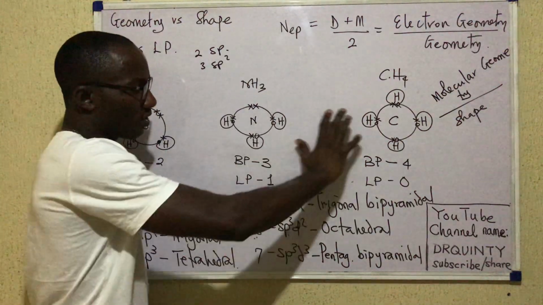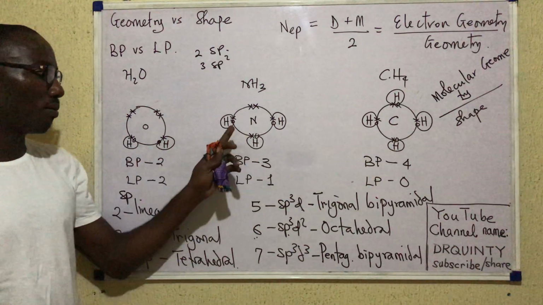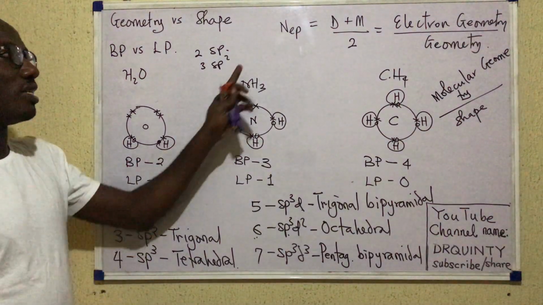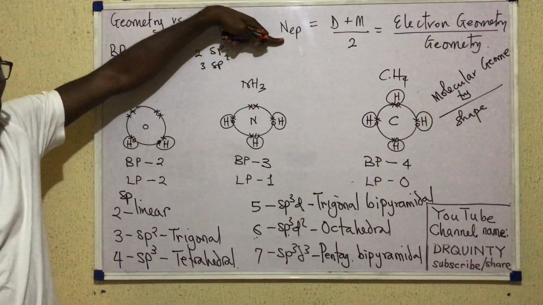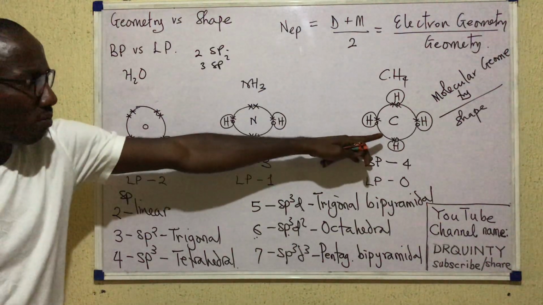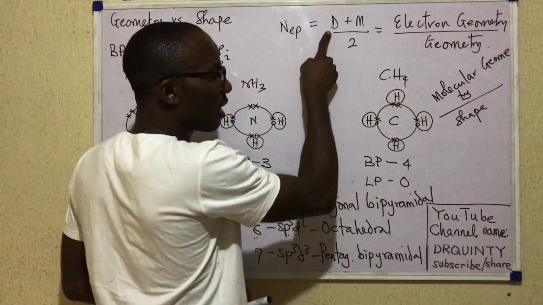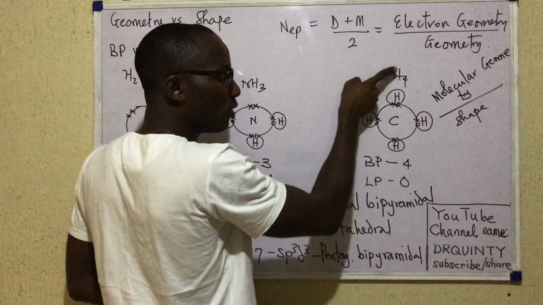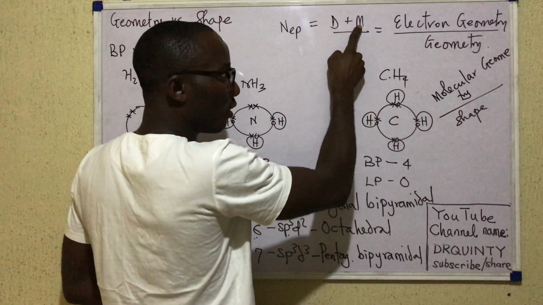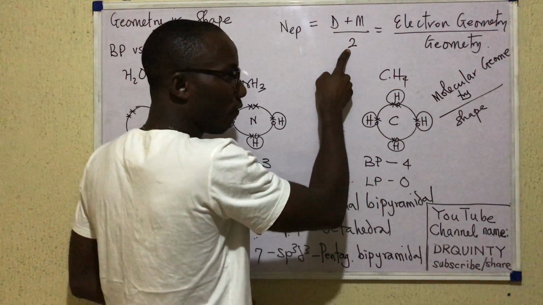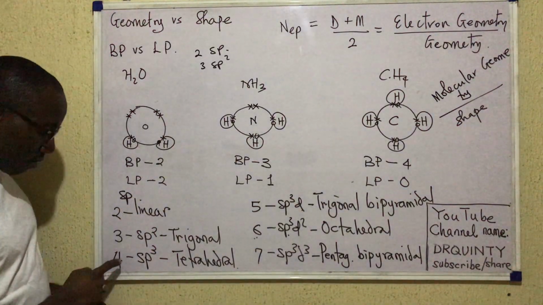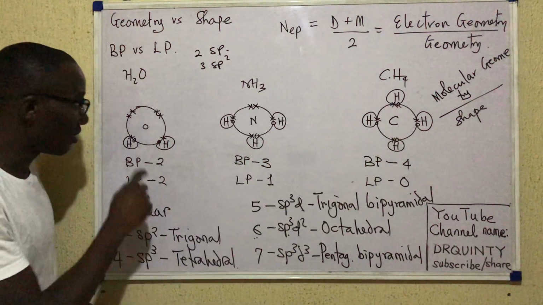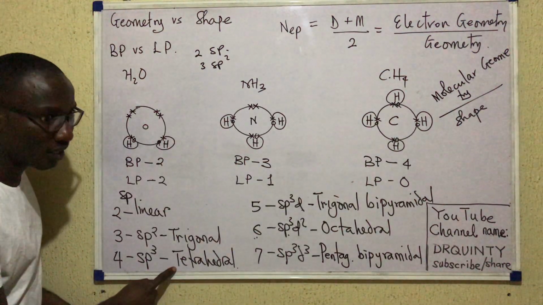Now take a look at these three guys. That is methane, this is ammonia, and here is water. One thing they all have in common is they have the same number of electron pairs. If you use this formula for methane, CH4, you know the central atom is carbon. How many electrons are around it? 4. Plus the number of monovalents attached, 4. 4 plus 4, 8. Divided by 2, 4. 4 means what now? sp3. So it means that this carbon is sp3 hybridized, and it means that the geometry of that compound is tetrahedral.